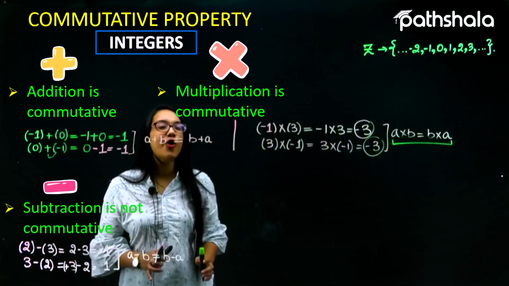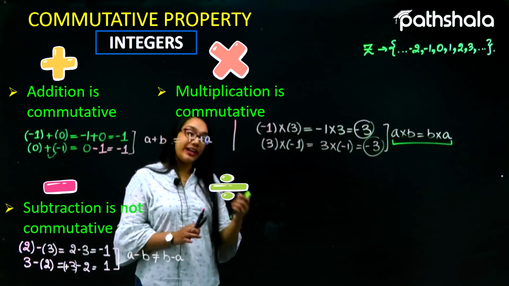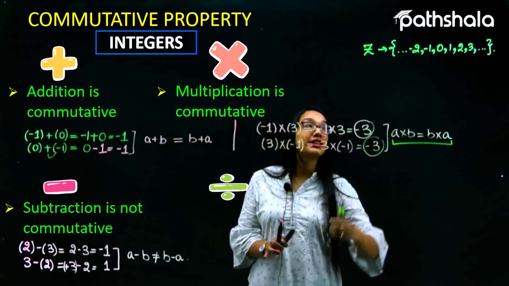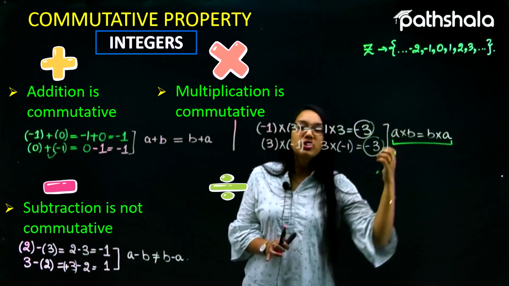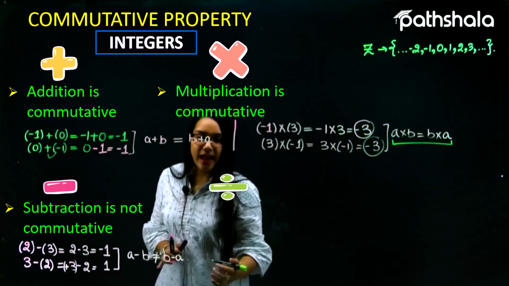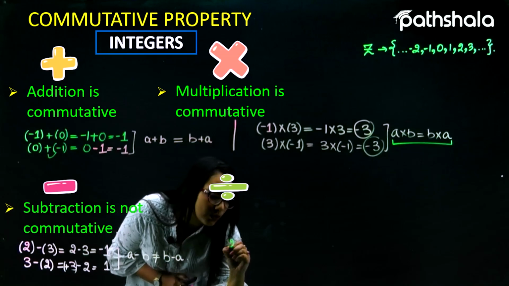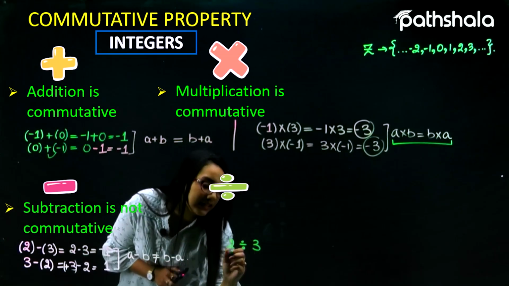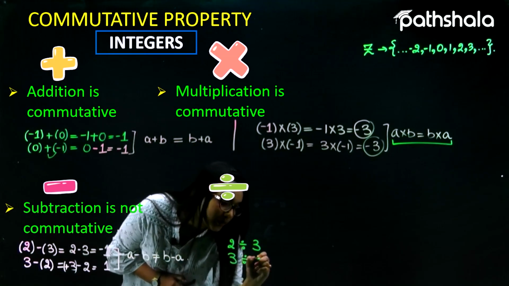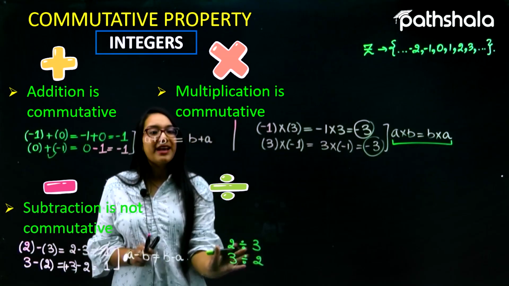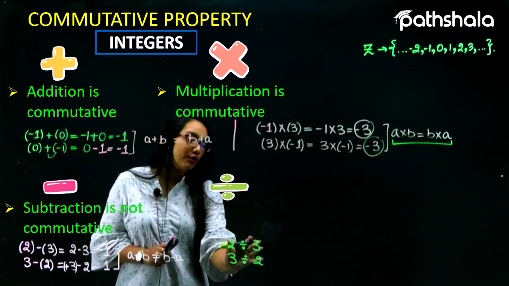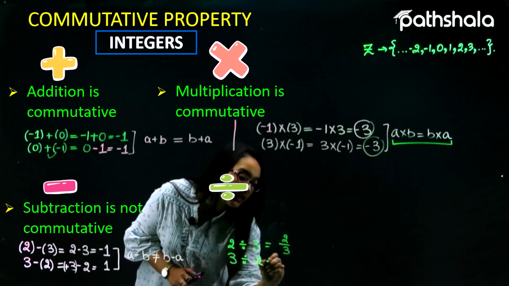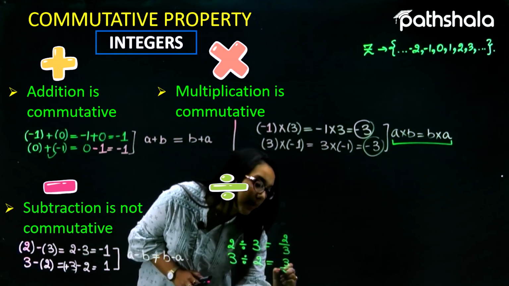So let's just move on towards division. Let us suppose I will take another example for the case of division, say 3 and 2. We'll divide 2 and 3 in different orders. First of all, we'll take 2 divided by 3, and the second time we'll switch the positions as 3 divided by 2. We know that 2 divided by 3 is nothing but 2 by 3, and 3 divided by 2 is nothing but 3 by 2.